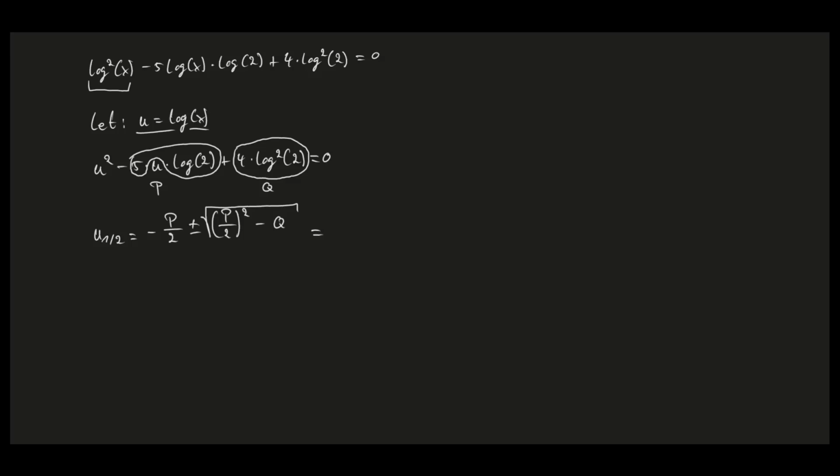So we get, this minus sign here is also included, so that we get minus minus 5 times the log of 2 over 2 plus or minus the square root of minus 5 times the logarithm of 2 over 2 raised to the power of 2 minus 4 times log raised to the power of 2 of 2.